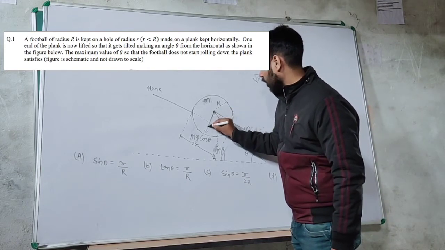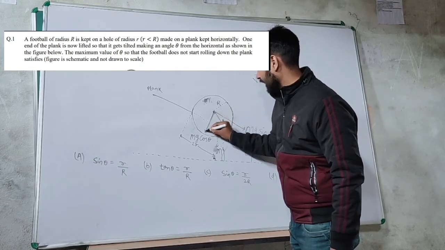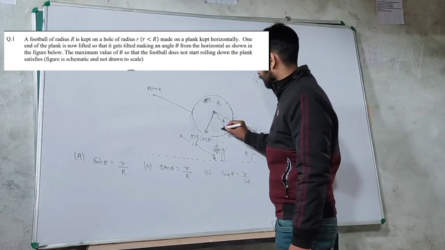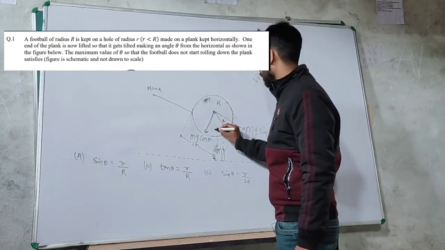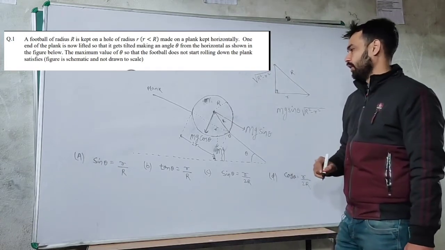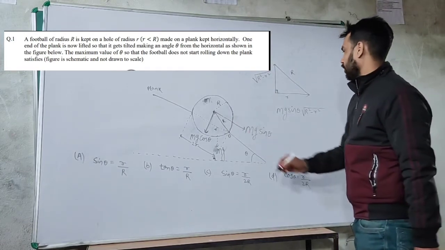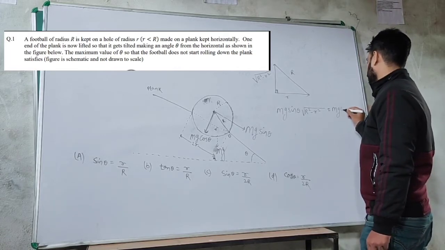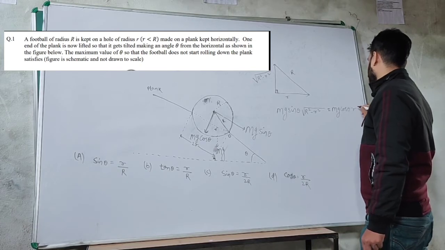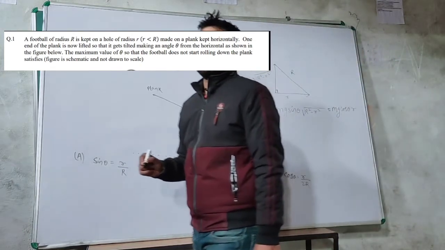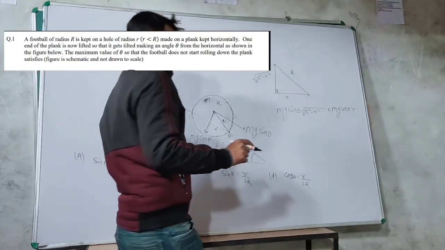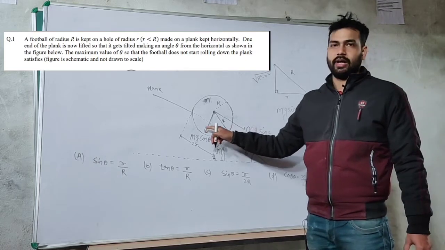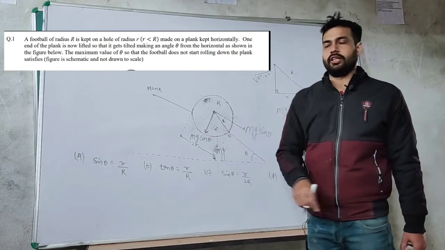Now the torque that mg cos theta is producing at point O: since mg cos theta is perpendicular to small r, the radius of the hole, the torque produced by mg cos theta is equal to mg cos theta into small r. So the torque produced by mg sin theta at point O is counterbalanced by the torque produced by mg cos theta at point O.